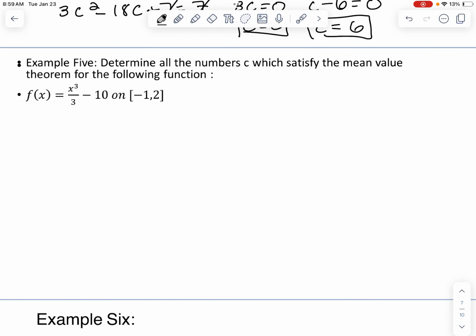So determine all the numbers C which satisfy the mean value theorem. Feel free to start this on your own because it's the same exact concept as last time. So I'm going to start by finding the average rate of change. I need to do that for all of these problems. So it'll be f of 2 minus f of negative 1, over 2 minus negative 1. I'm going to work this out in my head. I'm not going to talk out loud.